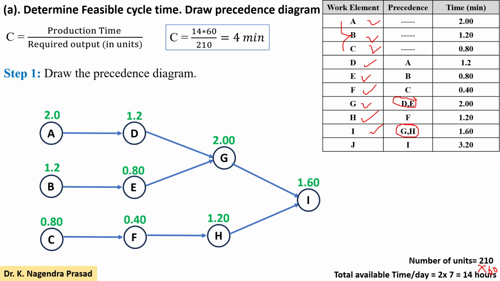And next one is the J. J will start after completion of the I, along with its processing time of 3.2. So this is the precedence diagram.